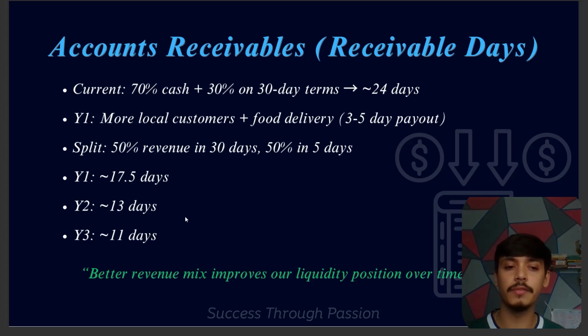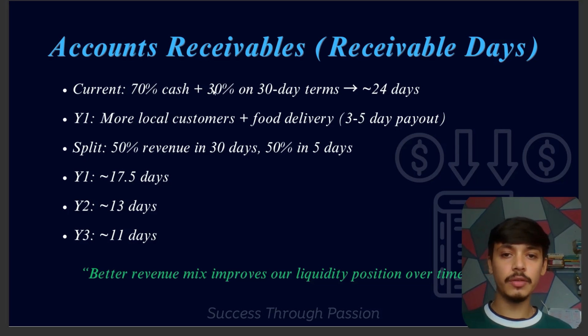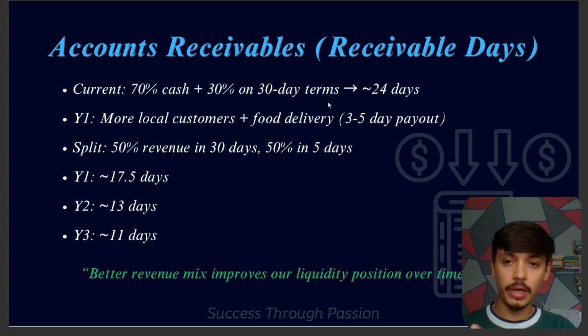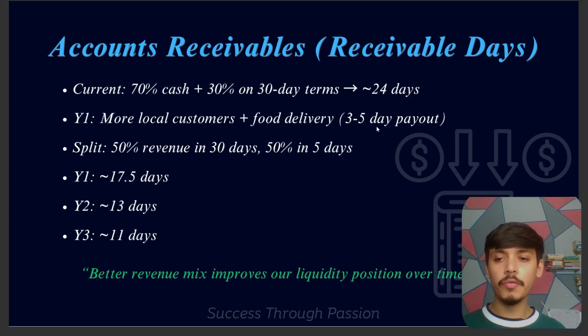So for accounts receivable, we have to give an amount of revenue which we are expecting not to be received instantly. We can calculate the revenue receivable from this line. So 30% will be given on 30-day terms and 70% is received instantly. So whatever amount of revenue we are receiving from outlet, out of that 30% will be received in a 30-day period. And on the food delivery app, that revenue is received in 3 to 5 day payout period. So that way we can calculate the revenue receivable, and the number of receivable days that we have for year 1 is 17.5, which is around 18 days.